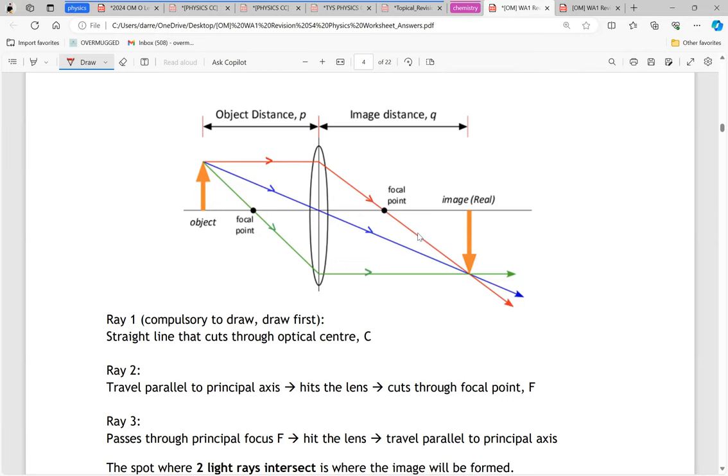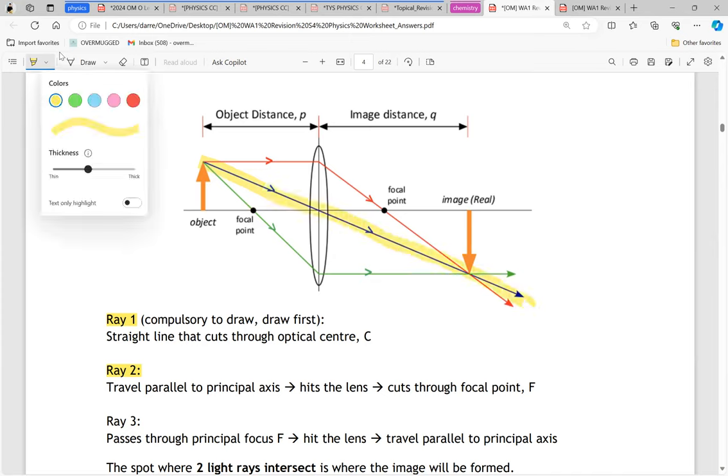So for those that haven't printed your worksheet, please do, because you need a bit of practice. And later, we purposely chose a question where there's drawing involved. The two light rays that you must know very well, I call them light ray 1 and light ray 2. Light ray 1 is a straight line that cuts through the optical center. This is the easiest light ray to draw because every single lens, no matter what scenario, will always have this light ray. The optical center refers to the center of the lens. So this light ray has to cut through the center.